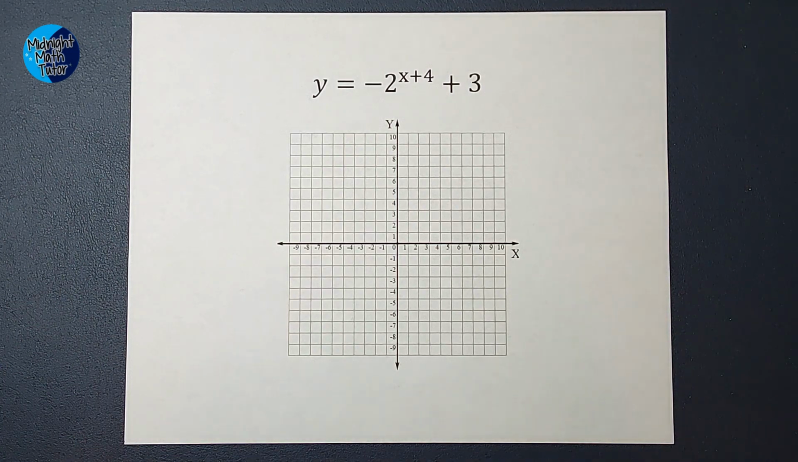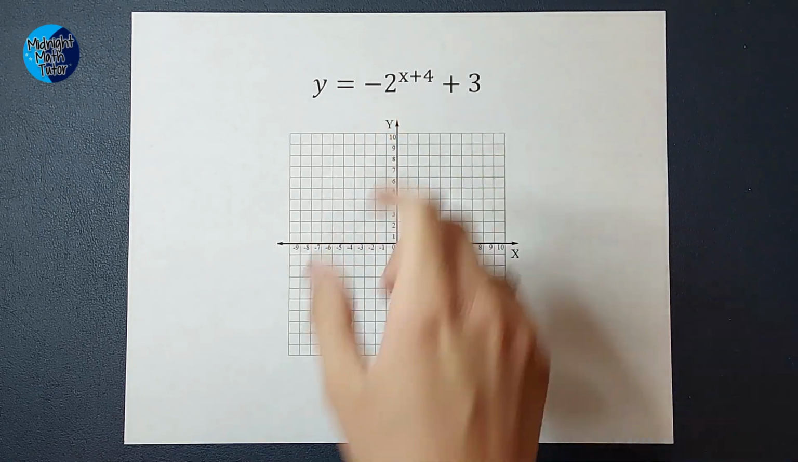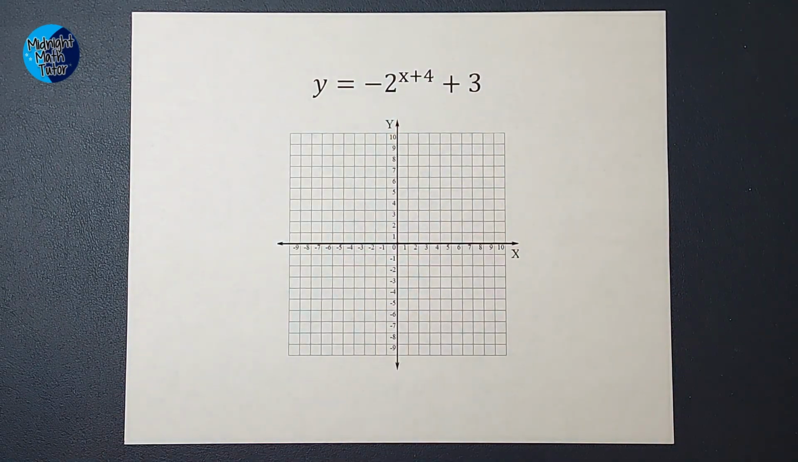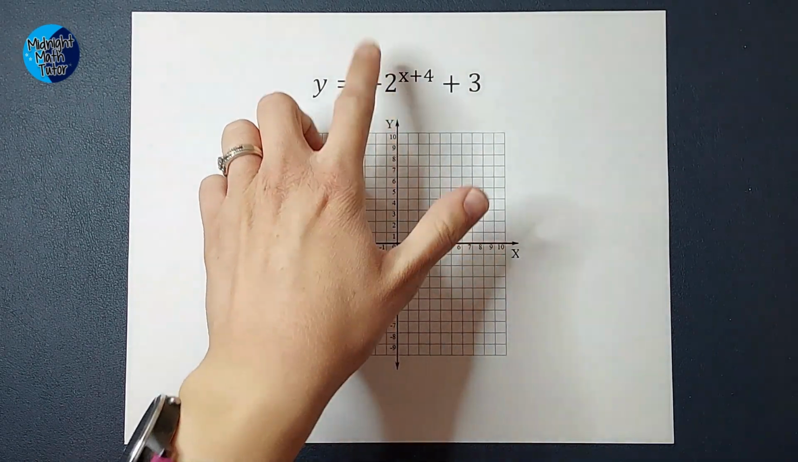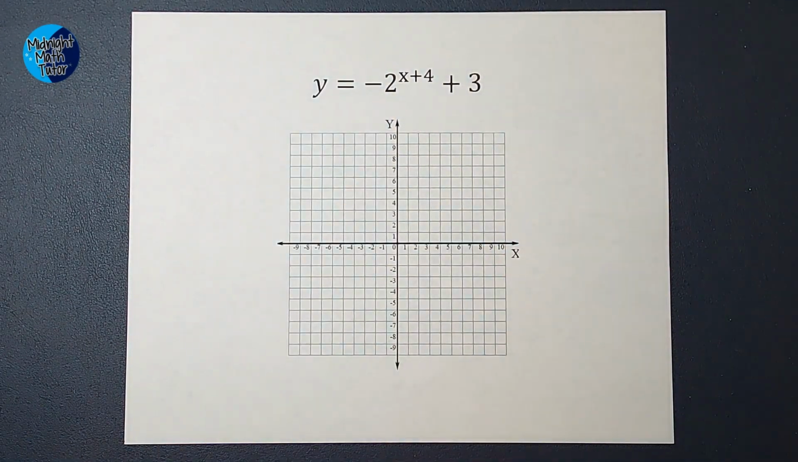Hey guys, we are graphing an exponential equation today, okay? This one has a negative out front. I am assuming that you are feeling pretty comfortable with graphing these without a negative, and you're just like, ooh, I'm not sure what to do when the negative's there.